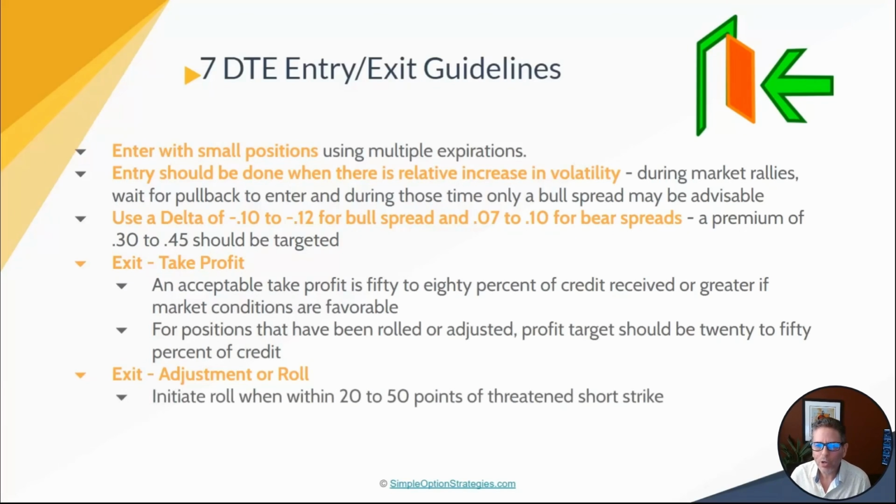All right, you want to initiate a roll within 20 to 50 points. Sometimes it doesn't work that way. That's why I have positions that get breached sometimes. And there's a way to manage those as well. We'll talk about that. But ideally, you want to roll that trade really before it gets to like 30 points.